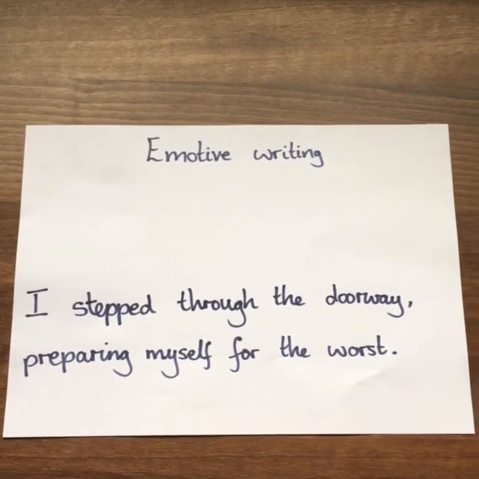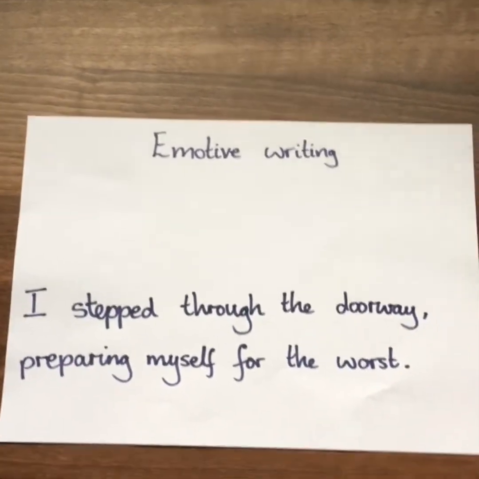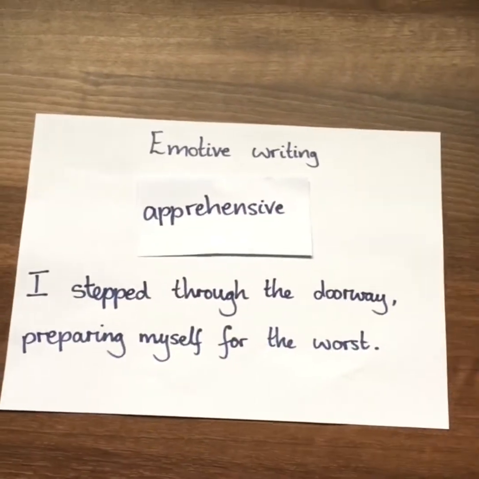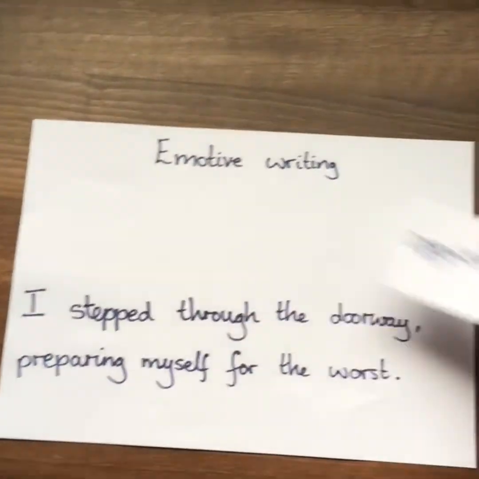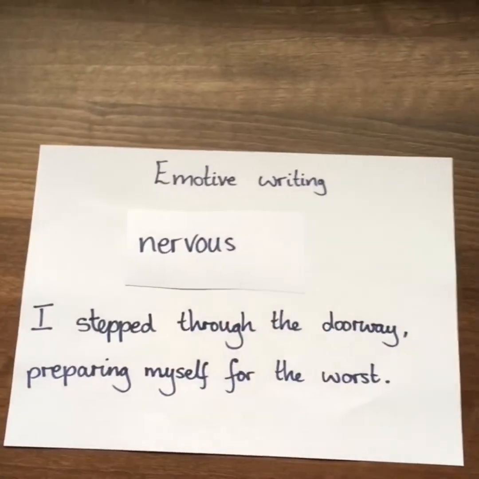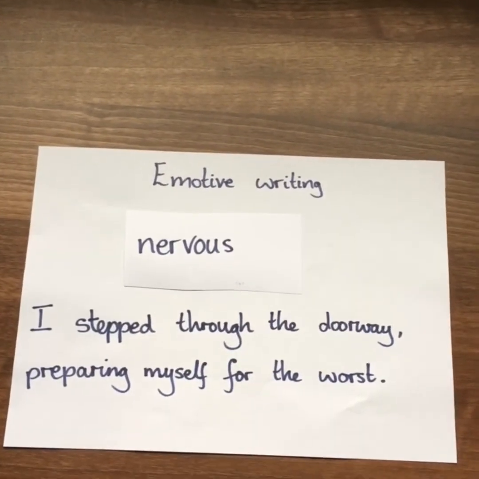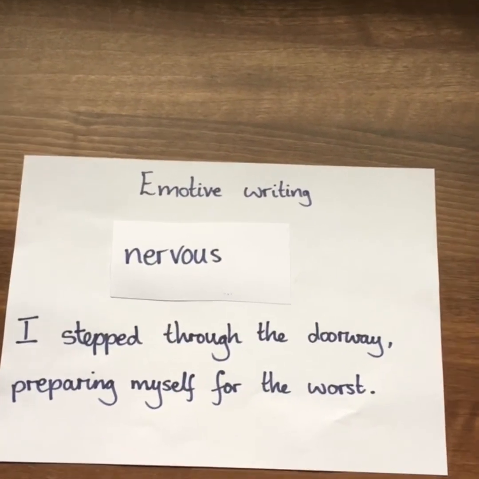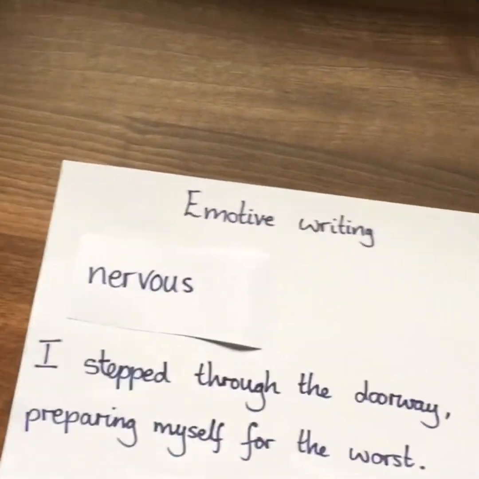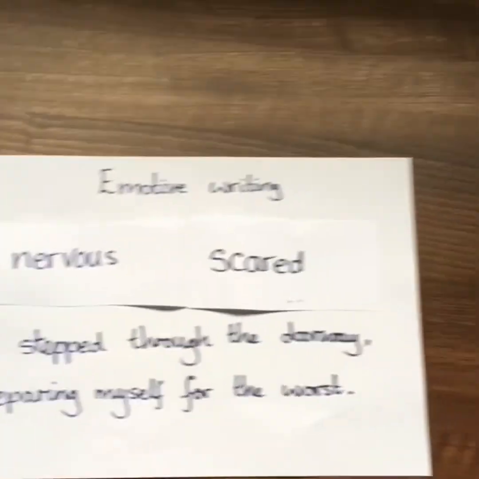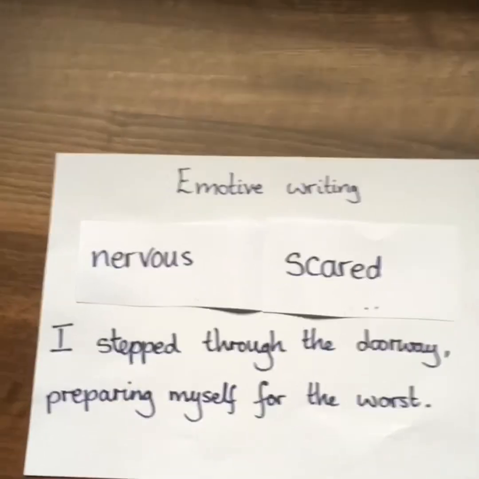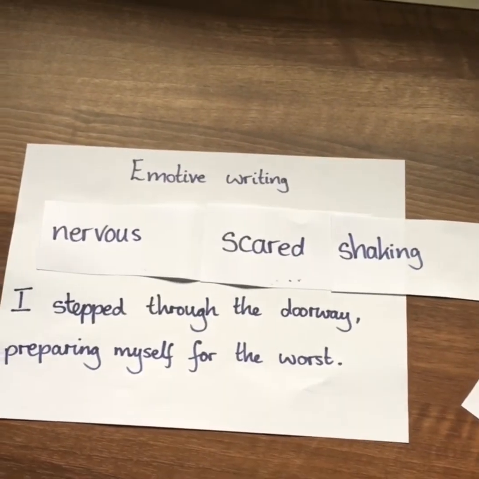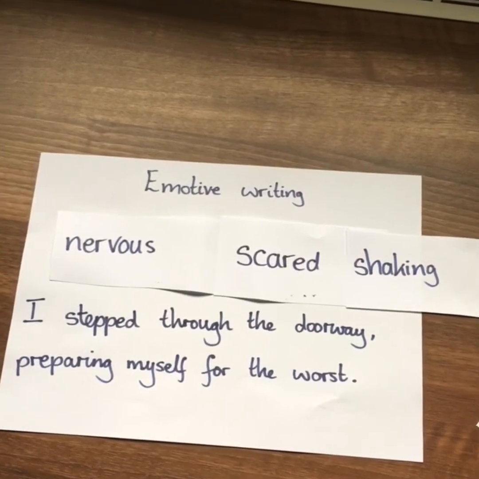So I can put the emotion words as a sentence opener. My sentence could be, apprehensive, I stepped through the doorway preparing myself for the worst. It could be, nervous, I stepped through the doorway preparing for the worst. Maybe I could put two of them together. Nervous and scared, I stepped through the doorway preparing myself for the worst. I could put three together. Nervous, scared, shaking, I stepped through the doorway preparing for the worst.